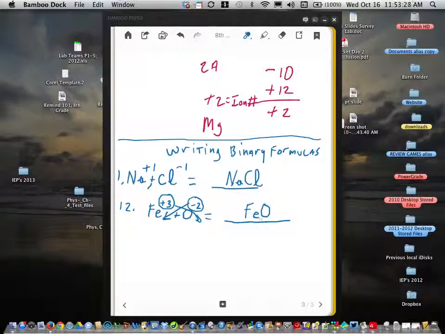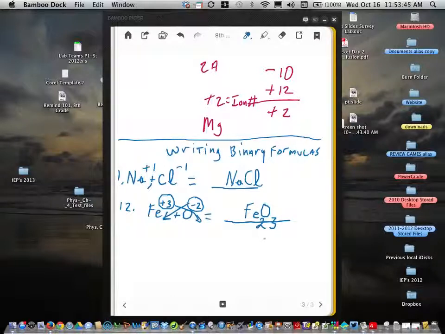However, down here as a subscript, Fe has a 2. You drop the charge, and this O has a 3. So it's Fe2O3.